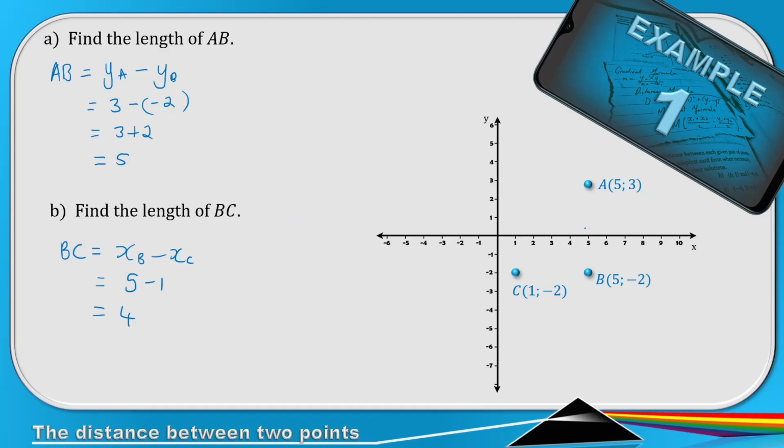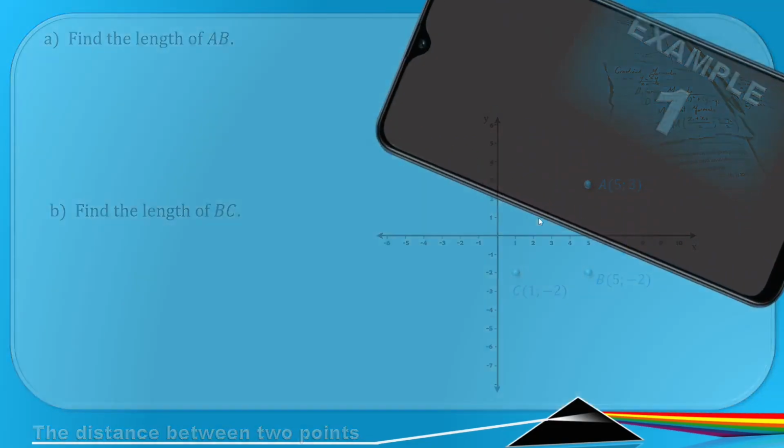Okay, now what if we are asked the difference, or what is the length of AC? Now obviously there's nothing that's the same, like we don't have the same x values or the same y values. So we're going to look at the next section how to do it when we have 2 points that are not lying, for example, parallel to the y-axis or parallel to the x-axis.